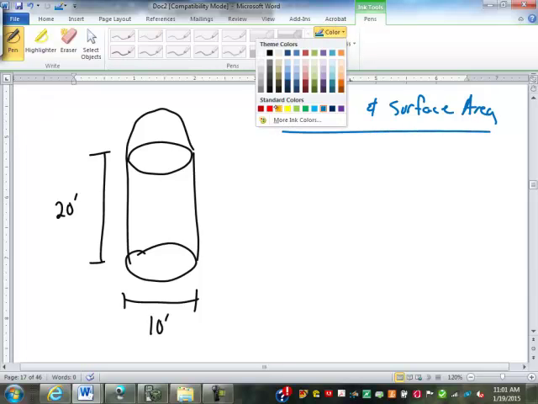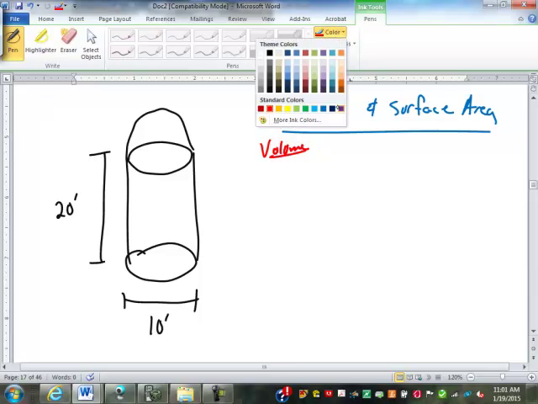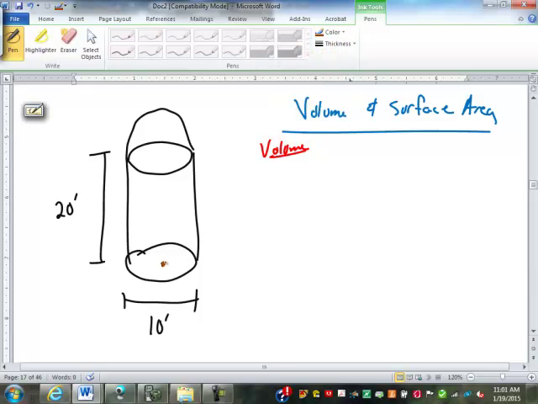Let's do the volume first. So first thing we have to do for volume is find the volume of the cylinder first. We're going to do the cylinder first. Is that considered a right cylinder? Yes, it's considered a right circular cylinder, yes. And I probably butchered the spelling there.